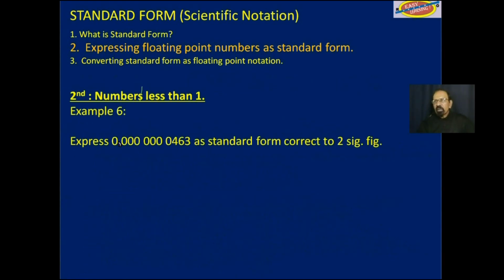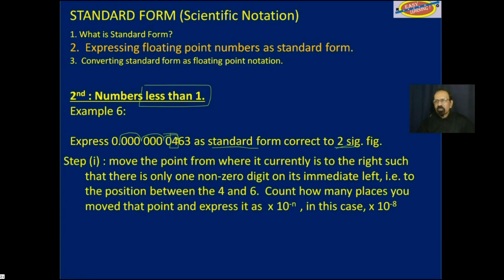Now let's deal with numbers less than 1. This is 0.000000463. So that number is extremely small. You want to express it as standard form correct to two significant figures. That this number is less than 1, I think you will understand with me that you would have to move this point to the right until you only have one digit on its left. And instead of using a positive index for the n, you will use a negative index.